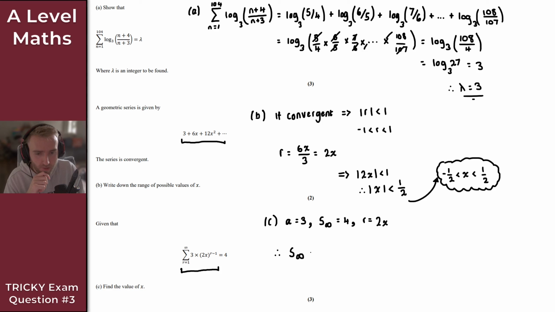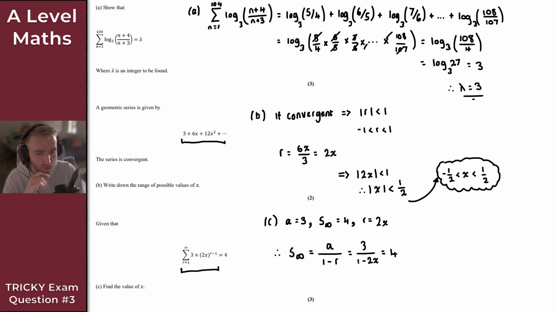So for the sum to infinity here, let's just do that underneath then. What we get here is a over 1 minus r, right? So a here is 3. That's all over 1 minus r, so 1 minus 2x. And we know then that the sum to infinity here is equal to 4, right? So we set this equal to 4, and all we need to do here then is just solve for x. So this should hopefully be nice and straightforward, given that we are studying A-level maths, right? This is basically a GCSE maths problem at this point.